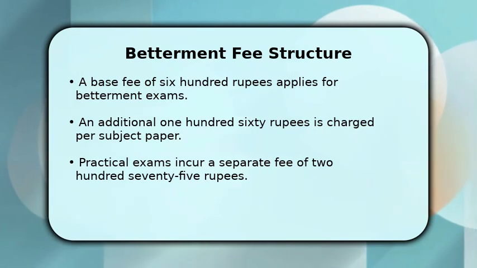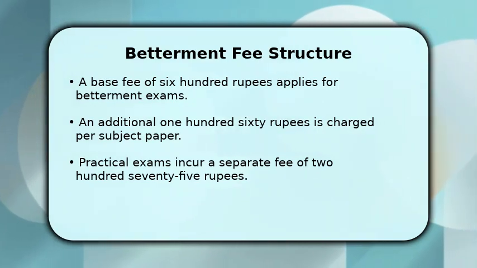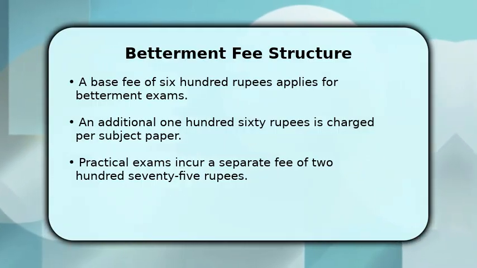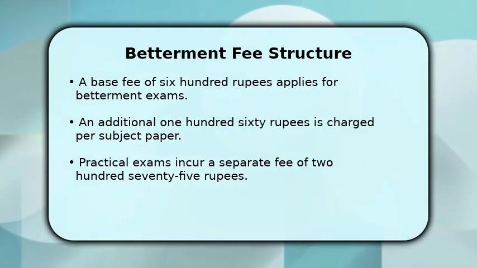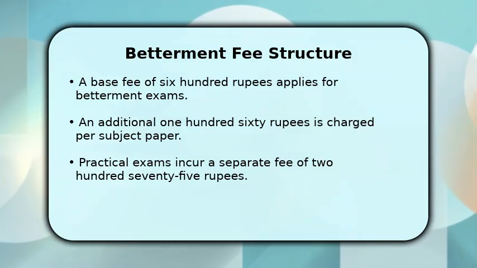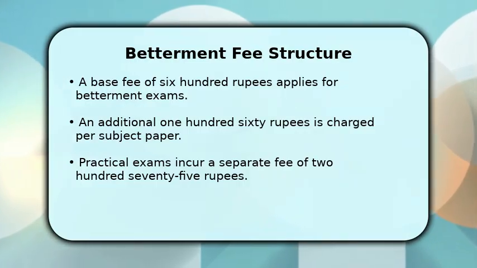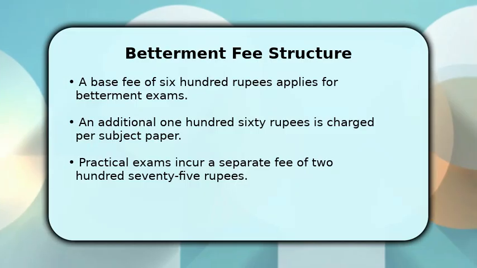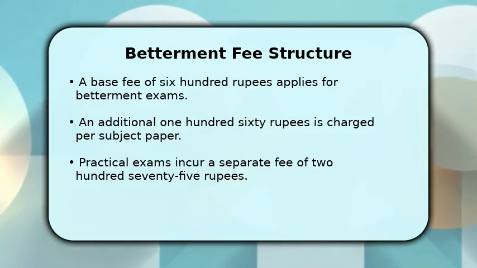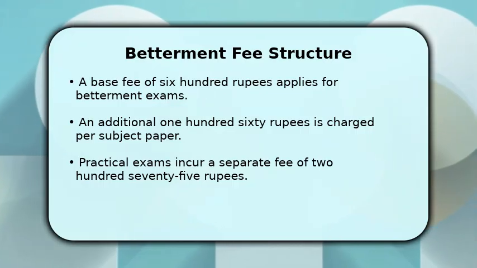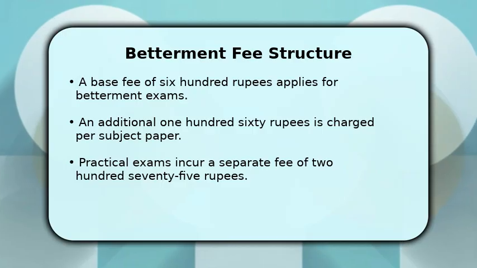Understanding the fee structure is key. For Betterment exams, there's a base fee of 600 rupees. On top of that, you'll pay an additional 160 rupees for each subject you wish to improve. If you're taking practical exams, there's a separate charge of 275 rupees. For those reappearing only for theory papers, the fee is 1,200 rupees. These fees ensure your application is processed correctly.